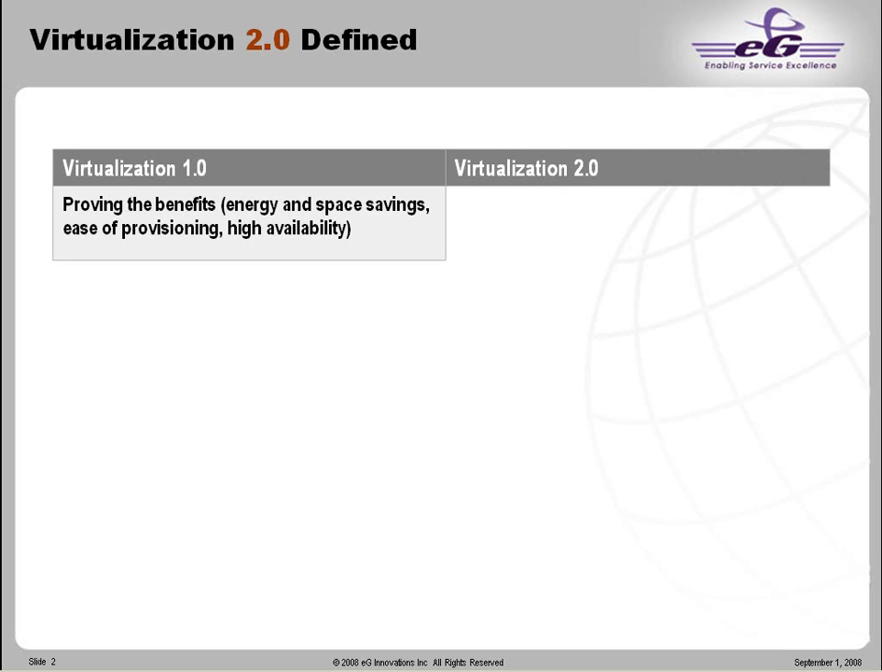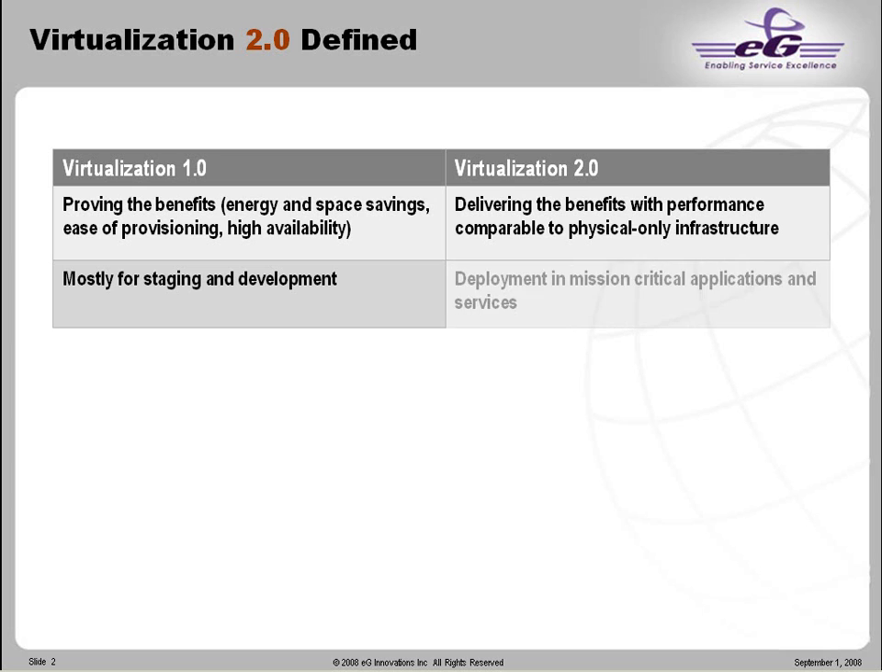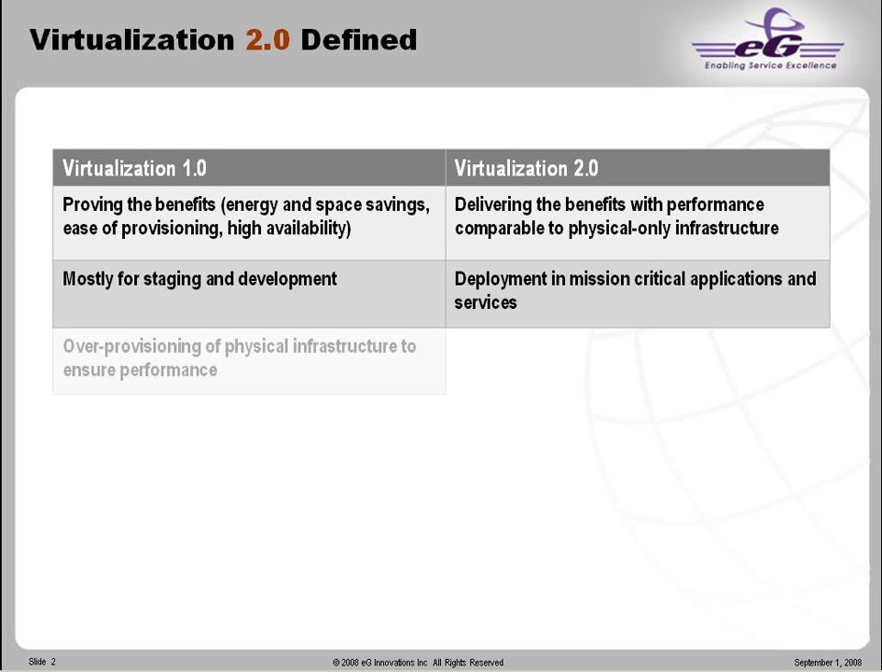Virtualization 1.0 was about proving the benefits of virtualization, such as energy and space savings, ease of provisioning, and high availability. Virtualization 2.0 is about delivering the benefits of virtualization with performance comparable to a physical-only infrastructure. In Virtualization 1.0, virtualization was used mostly for staging and development environments. Virtualization 2.0 is seeing the use of virtualization to support mission-critical applications and services.